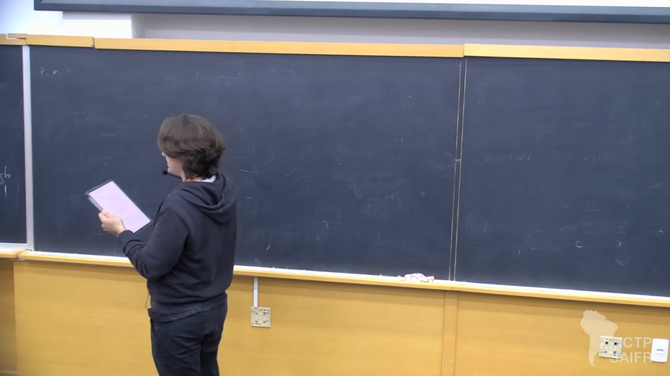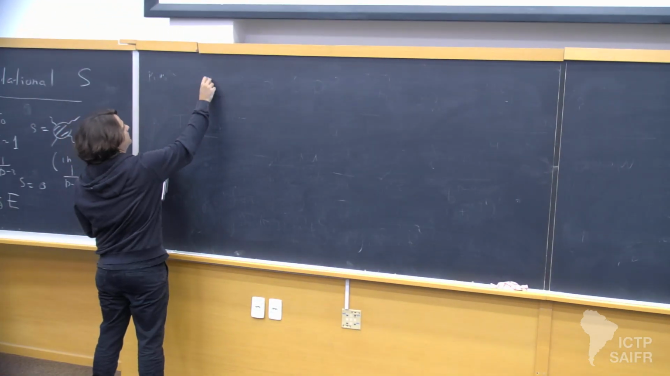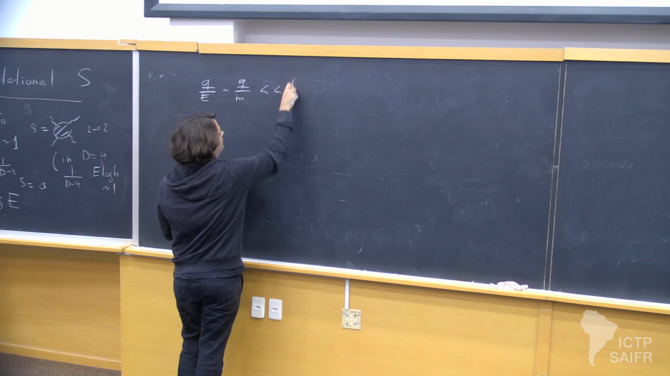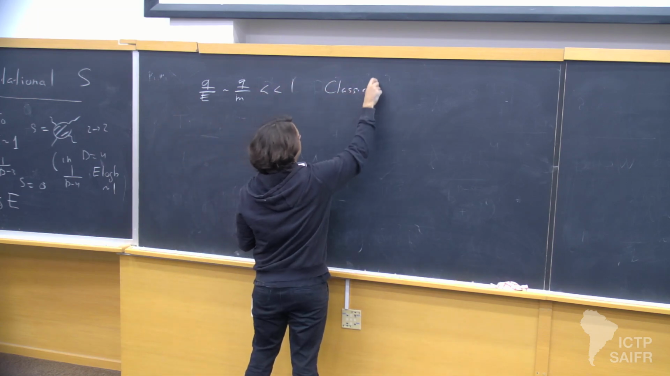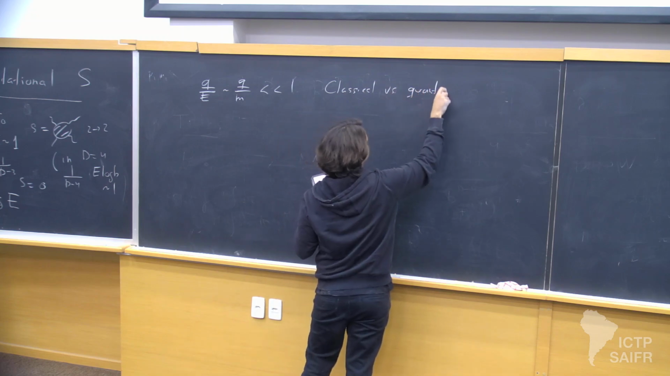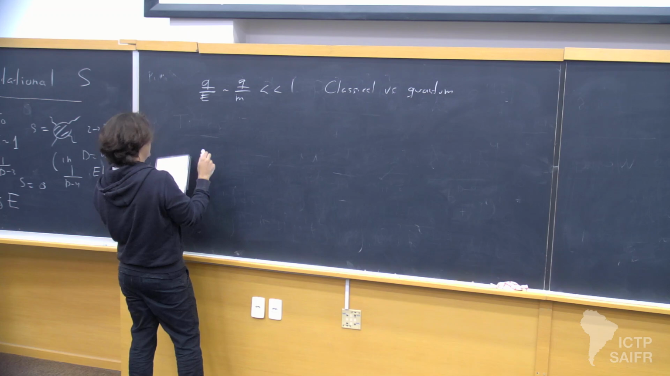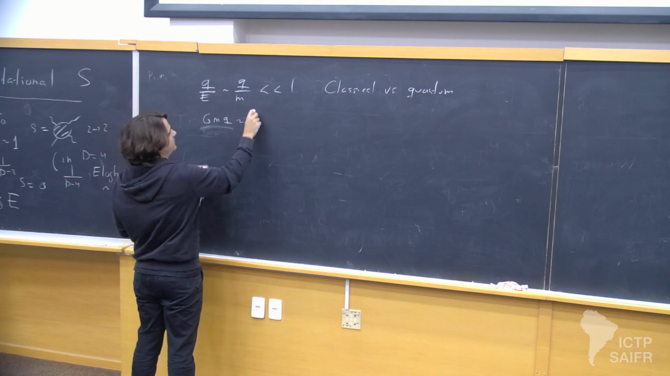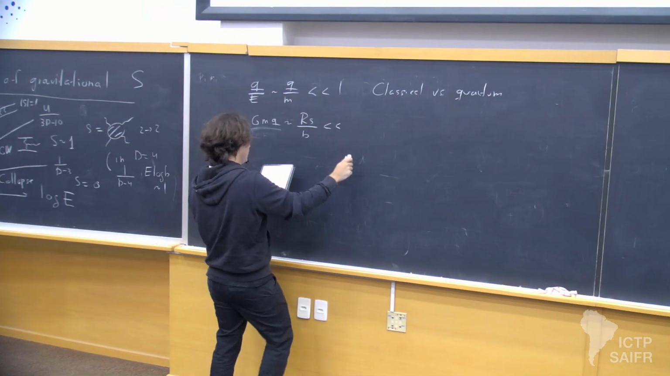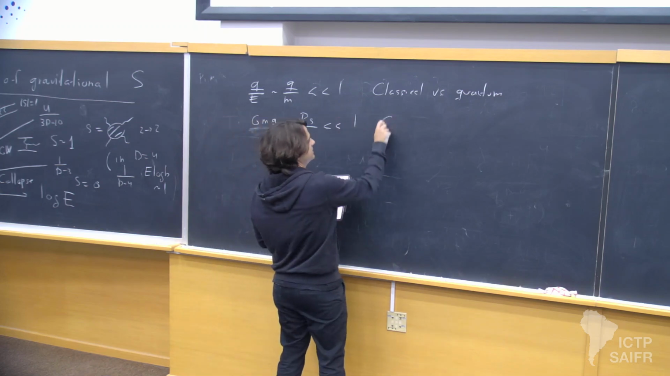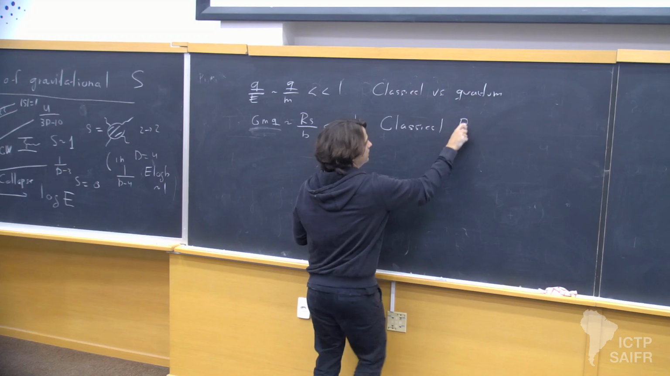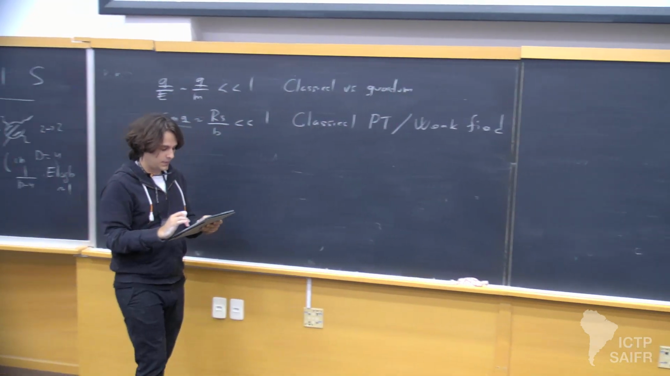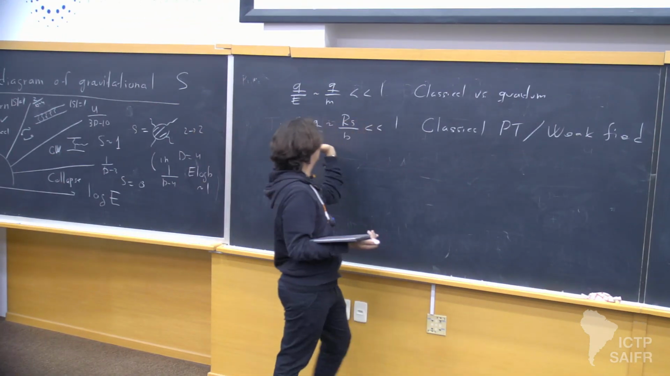So remember, I have these three scales that I wrote. Essentially, I have two parameters. One is Q over the energy, or Q over M, which is classical versus quantum. And then I also have the other one, GMQ, which is the same as kind of r_s over b, which is much smaller than 1. And this is just classical perturbation theory, or weak field expansion. So this is when we do perturbation theory in classical GR, this will be our expansion parameter.